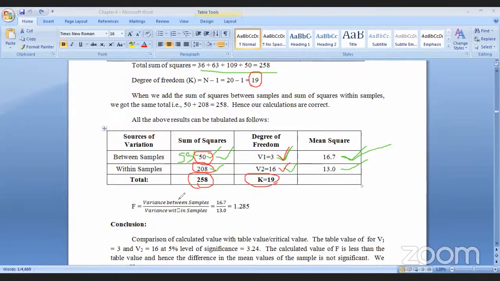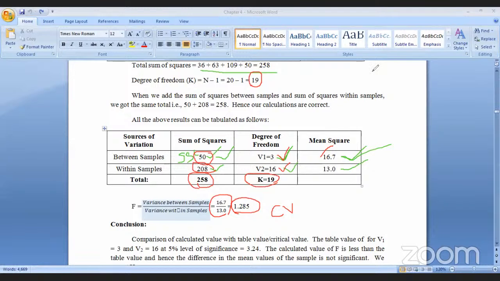Okay, so the principle here is variance between samples divided by variance within samples. Between samples, within samples, if you say it two or three times it will come automatically. That is 16.7 divided by 13.0. Then finally we got the value 1.28. This value is called the calculated value because we did the calculation with the help of a calculator or with our brain.